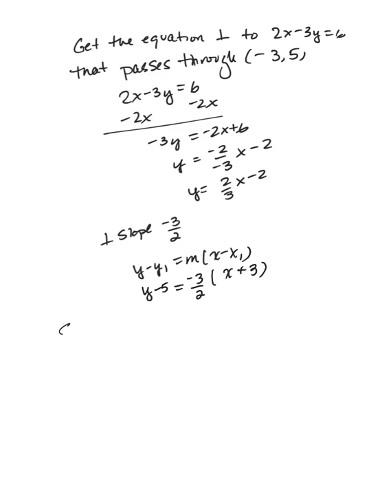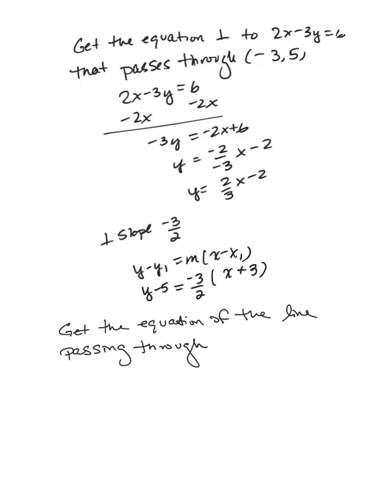All right, one last question, and then we're done reviewing for the test. Get the equation of the line passing through negative 2, 3, and let's say 5, negative 11. So we get the slope first, right? So the slope would be 3 minus negative 11 over negative 2 minus 5. So that's 14 over negative 7, negative 2.